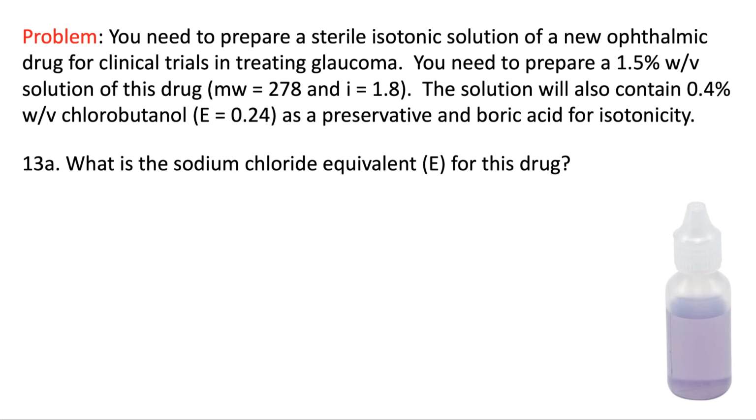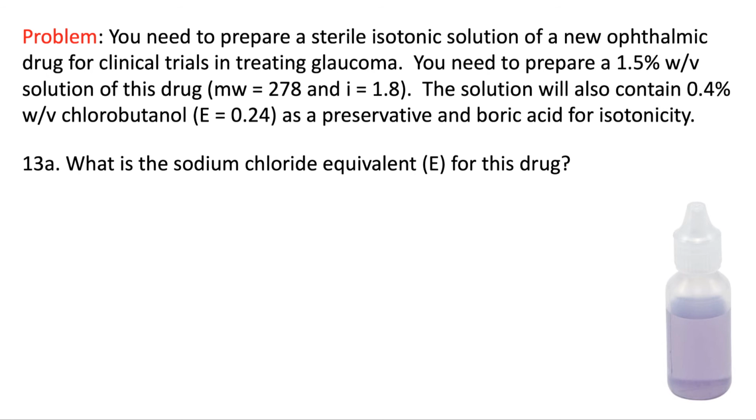And I'll remind you, the I value is what we use to describe the dissociation constant. Okay? Now, the solution will also contain 0.4% weight per volume of chlorbutanol, and I give you its E value of 0.24. The chlorbutanol is a preservative, and the boric acid is going to be added as well to make up the difference for the isotonicity. Okay, so we have an ophthalmic solution that has 1.5% of our new experimental drug, 0.4% weight per volume of chlorbutanol as a preservative, and whatever amount of boric acid we need to make the final thing isotonic.